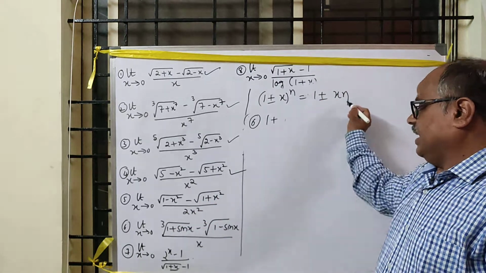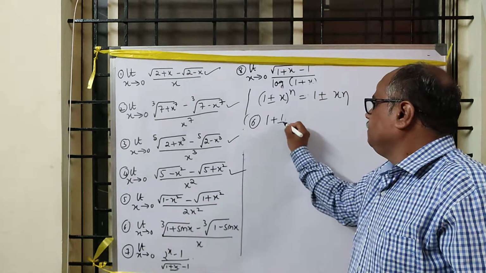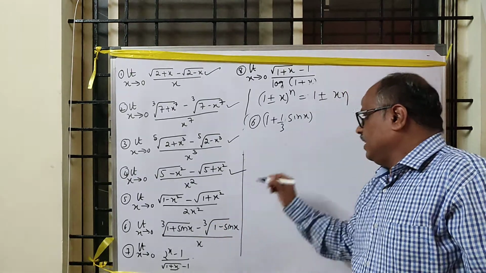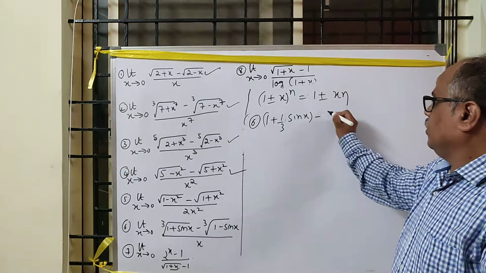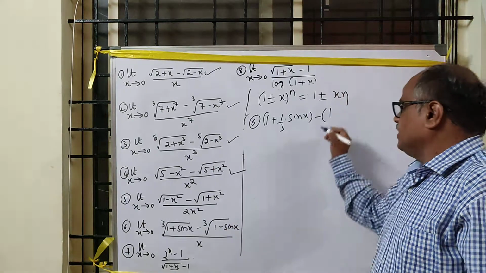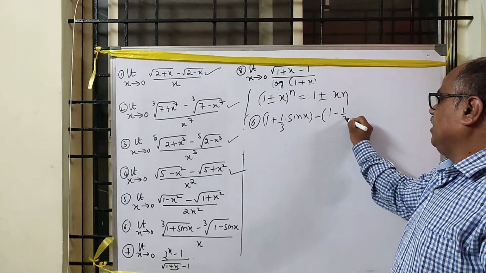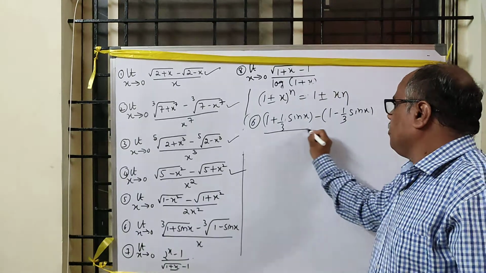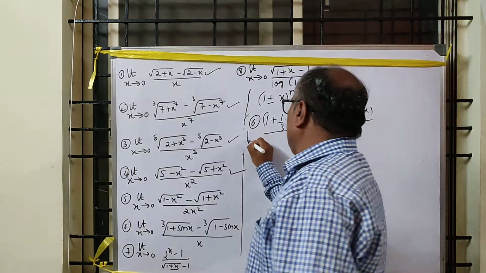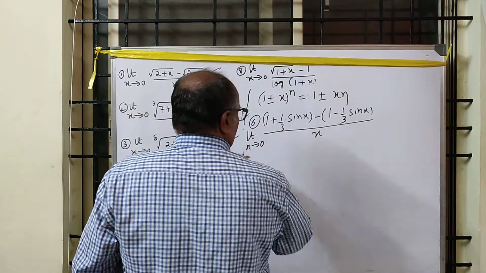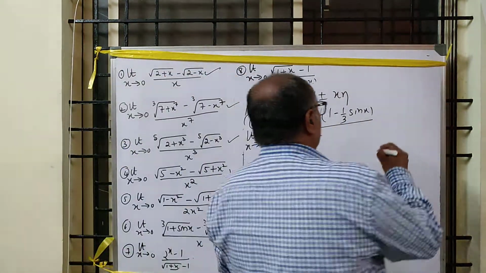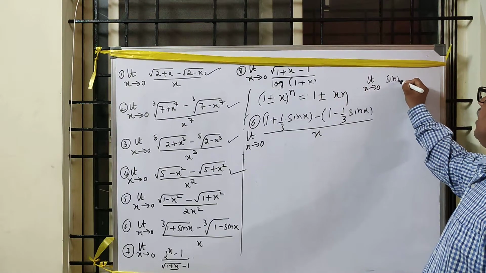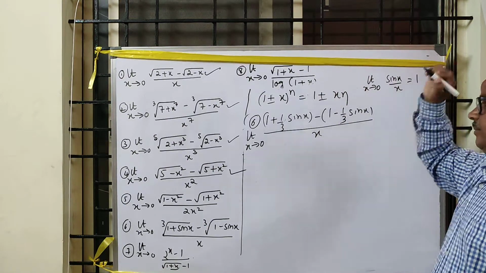In the sixth problem, you take 1 plus y, here a plus sign is there, so plus. The n value here is 1 by 3 sin x. In between, minus sign is there, you write minus 1. Here minus sign is there, you take minus. The value of n is 1 by 3 sin x divided by x. Limit x tends to 0. And you must know that limit x tends to 0, sin x by x is equal to 1.